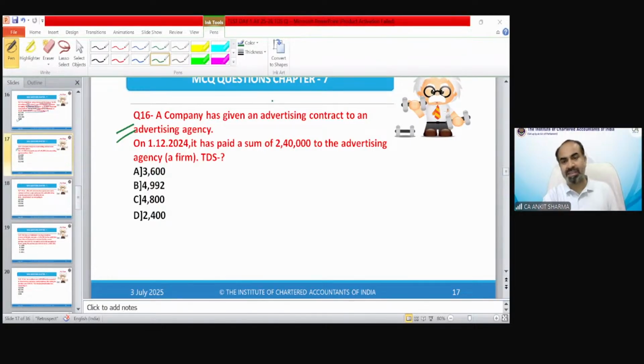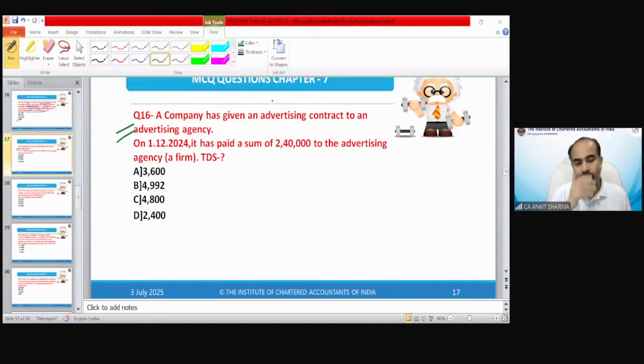Mo G is saying option C. Soumya didn't answer yet. Ishan is saying C for question 16. Nidhi is saying no. I don't know for what she's saying no. Almas is saying 16 C. Very good.